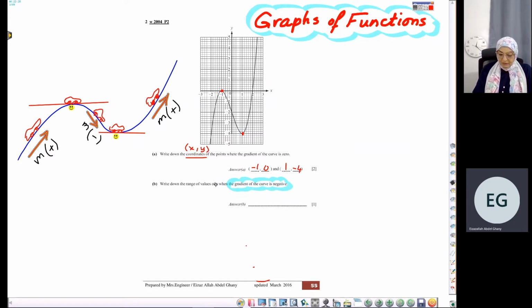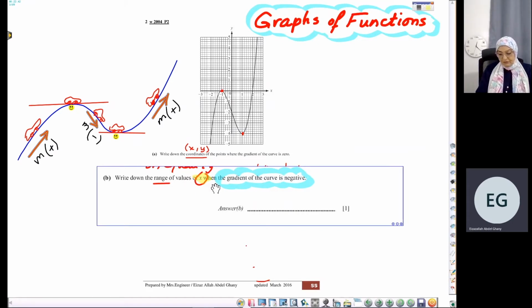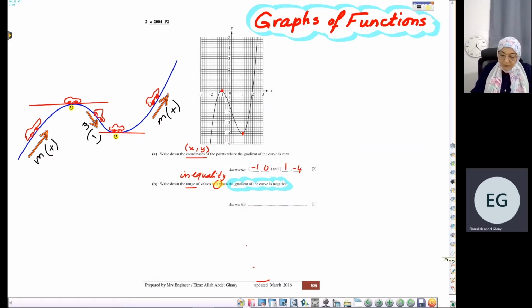Write down the range of values. What's the meaning of range? It means an inequality. An inequality in which variable? Of x. He said so. Write down the range of values of x when the gradient of the curve is negative. There is only one part of the curve where the gradient is negative, between these 2 points. So to write it as an inequality, we write x lies between -1 and 1. This yellow part, but you are concerned only with the x-axis.